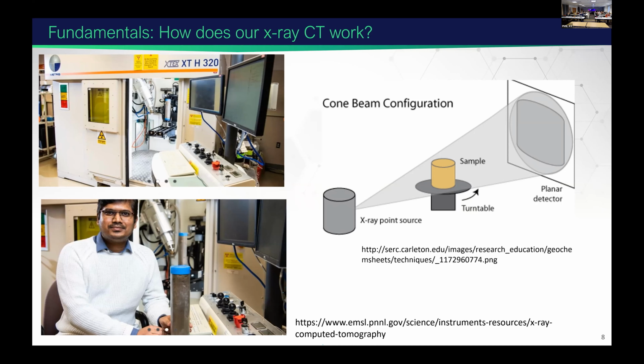Let's talk a little bit about our EMSL system. In EMSL, we have a Nikon CT scanner, which is a large cabinet system. It's capable of housing larger samples. It has a point source and a cone beam configuration. This has implications about the spacing of the sample and the spatial resolution, as I will mention. In the scan, the sample is slowly rotated on the platform, which is placed between the X-ray source and the detector. And X-ray images or radiographs are collected at many different angles and then get reconstructed.